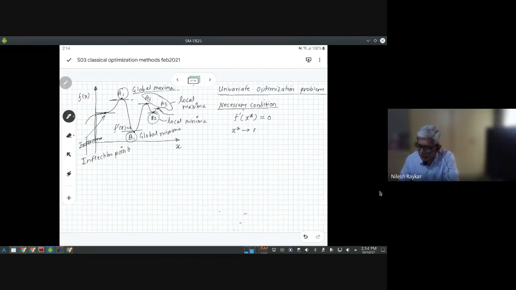So in this case, if you satisfy this condition, this x star could be either maxima or minima, or it could be an inflection point. So it could be one of the three. In order to determine whether it's maxima or minima, you have to satisfy a second condition, which is known as the sufficiency condition.